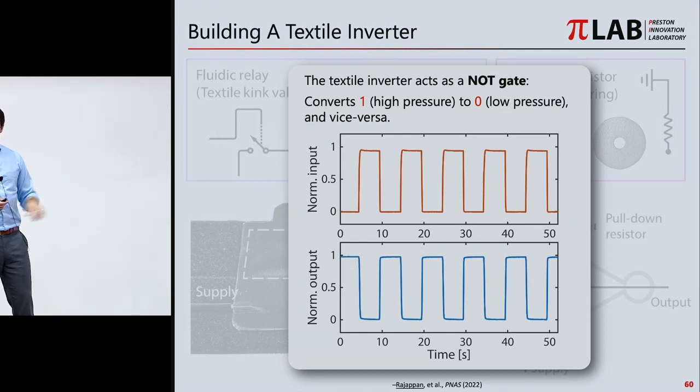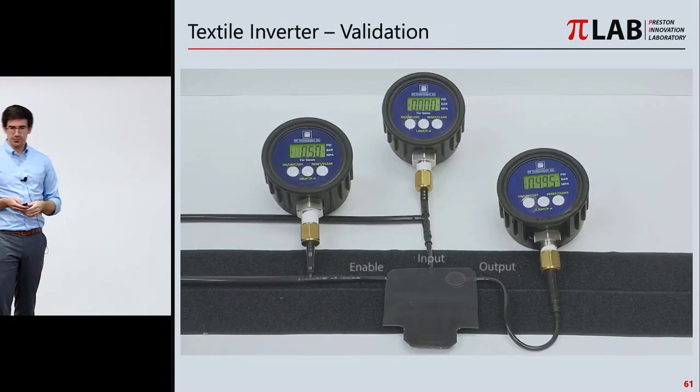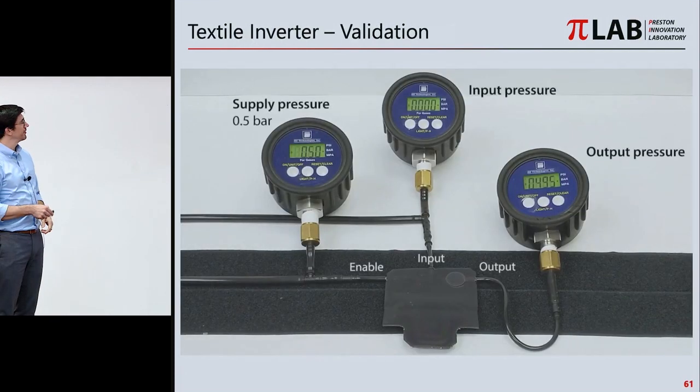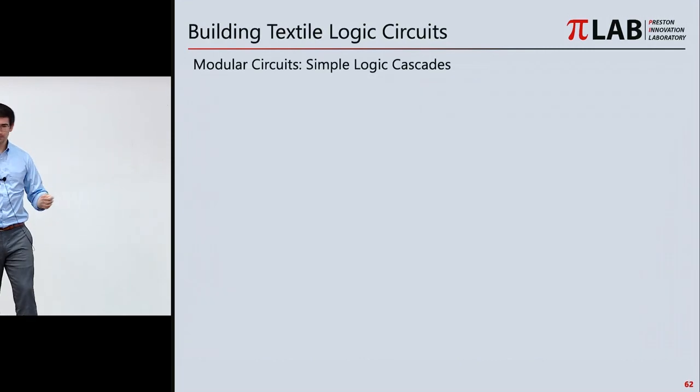What we see here is all the pressures are normalized to 50 kilopascal. And when we have a high input pressure, we get a low output pressure, and vice versa. So the behavior is what we want. You can see that visually in this video. So if we look at the input, it's low here, and the output is high. And then as the input goes to a high value, the output goes low. So it's validated with experiments.